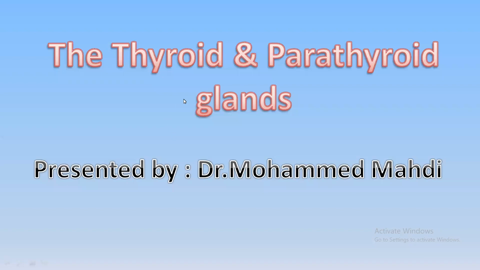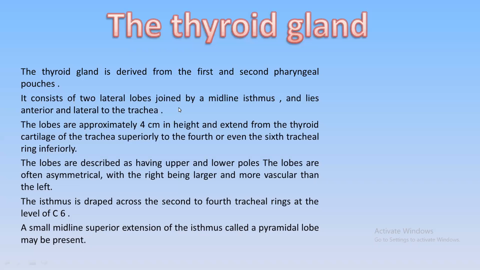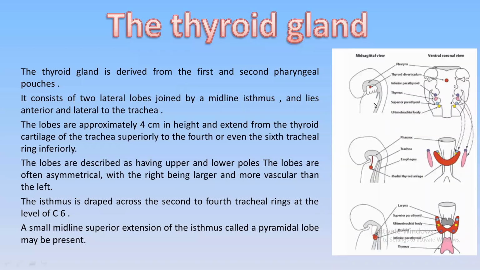Our presentation today is about the thyroid and parathyroid glands. Thyroid gland is derived from the first and second pharyngeal pouch, as seen in this image. This is the first and second pharyngeal pouch. Then it descends in the thyroglossal duct to its future part in the neck.